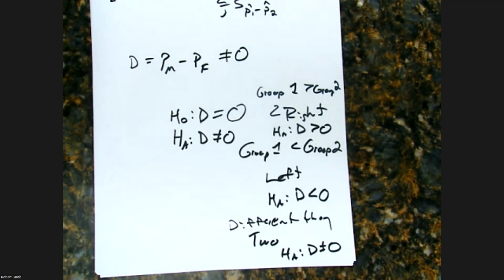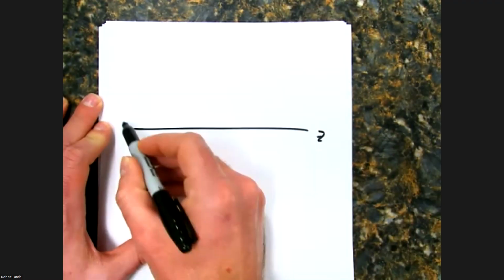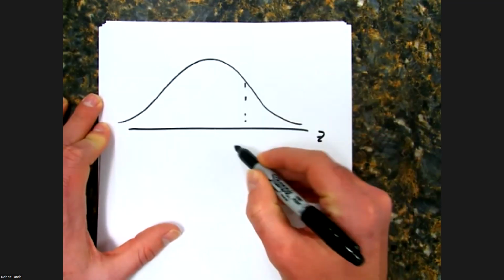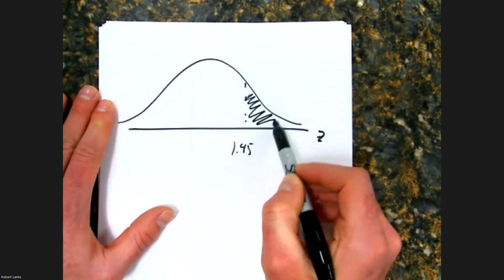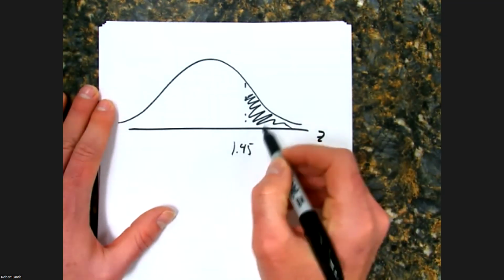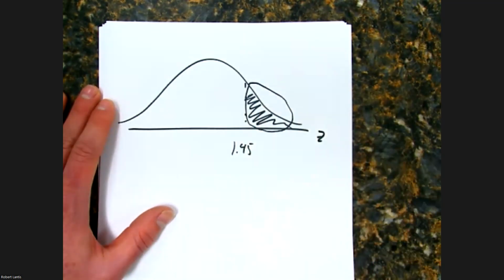Okay. Now, I think we were actually given a two-tailed test here. So I've got this test statistic of 1.45. If I want to find the p-value, that's the probability I see my test statistic or anything more extreme. So I've got this test statistic of 1.45. The probability I see that test statistic or anything more extreme, right, or greater in absolute value, is this area to the right.